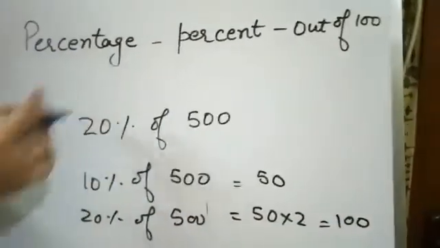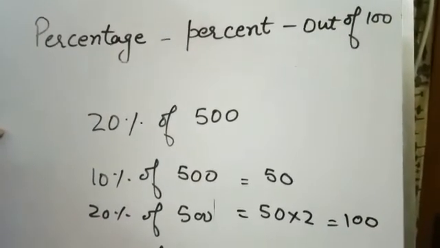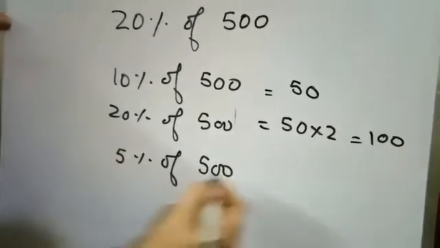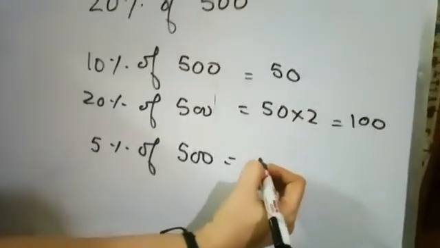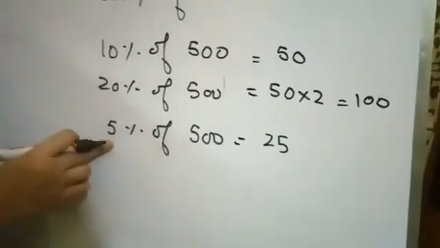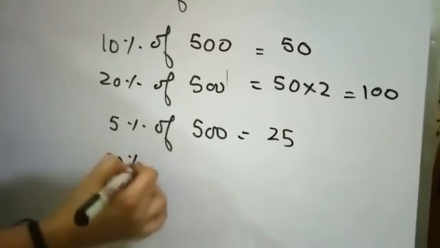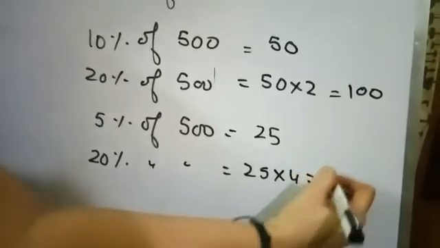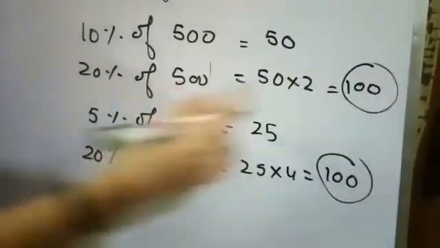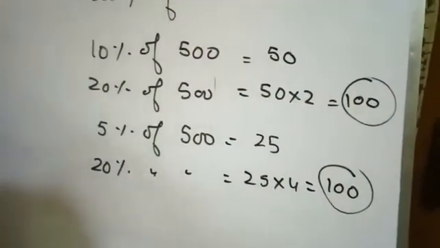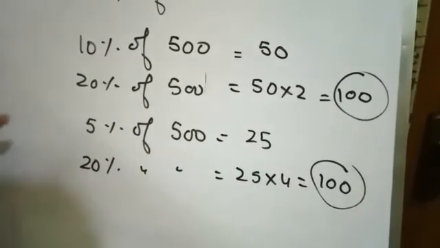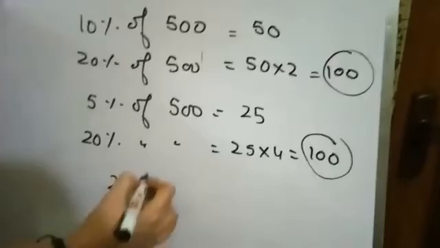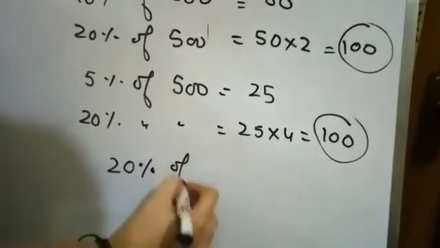You can also calculate 5% of 500. 5% means you are dividing 500 by 20. When you divide 500 by 20, you will get 25. Now you have to find out 20%. 5 to 20 means you are going to multiply 25 by 4, that is 100. So there are so many ways. You can calculate 1%, 10%, 5%, or directly calculate 20% of 500.